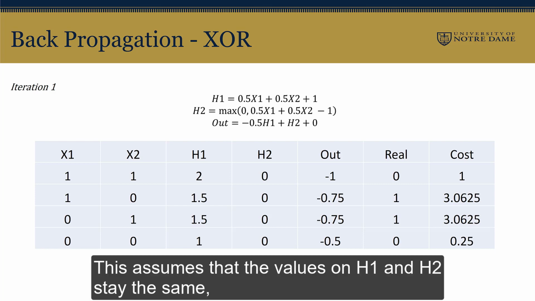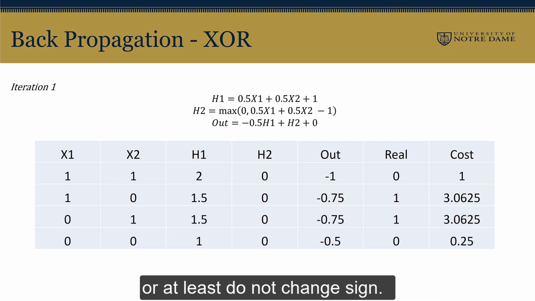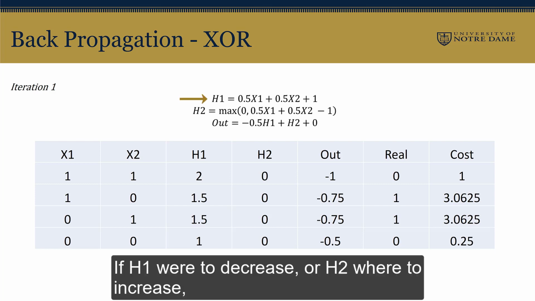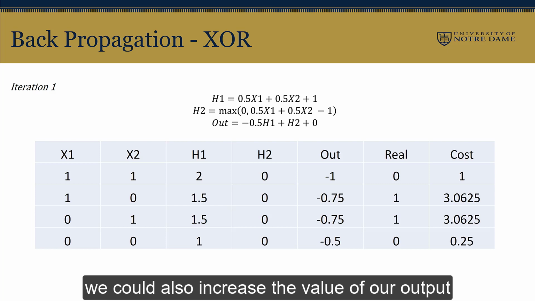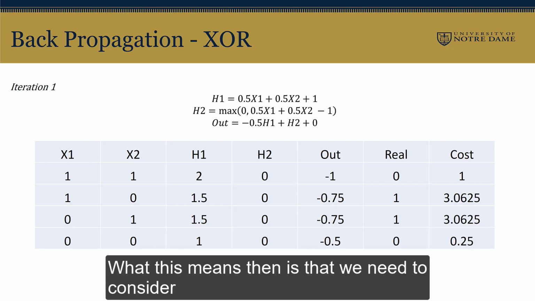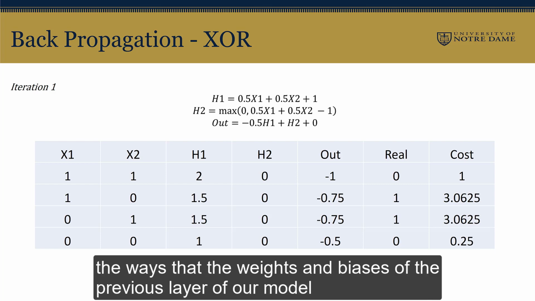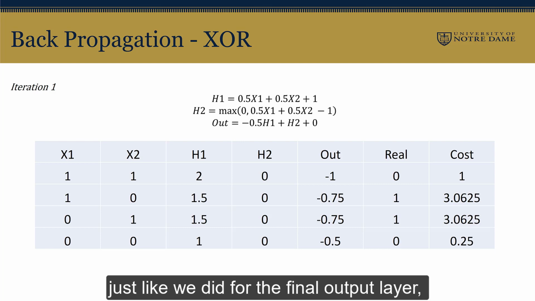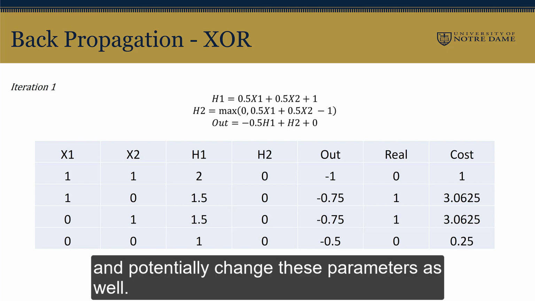This assumes that the values on H1 and H2 stay the same, or at least do not change sign. But something else could happen here. If H1 were to decrease, or H2 were to increase, we could also increase the value of our output. What this means then is that we need to consider the ways that the weights and biases of the previous layer of our model could affect the values of H1 and H2, just like we did for the final output layer, and potentially change those parameters as well.